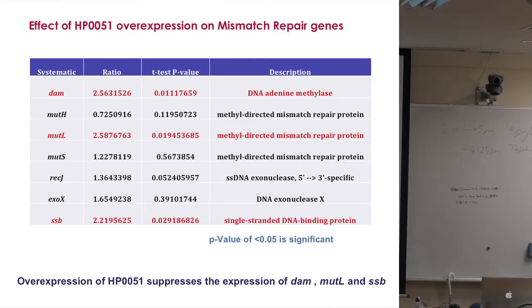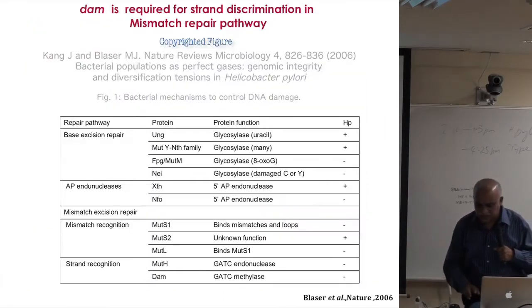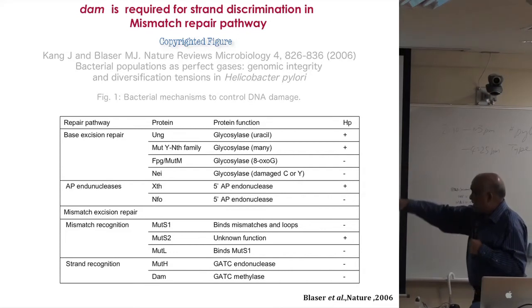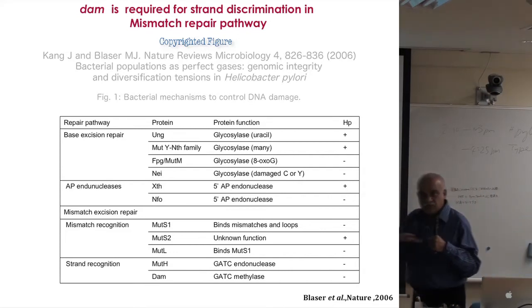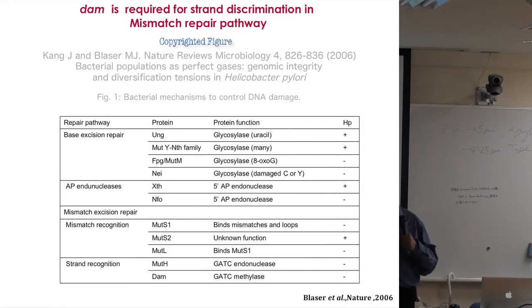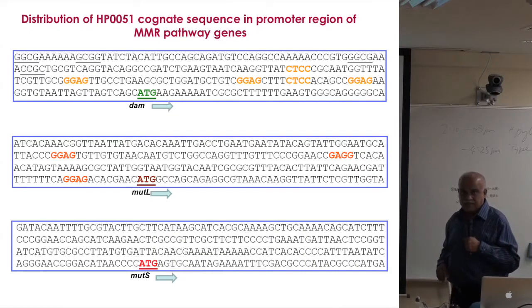So we confirmed some of these results by doing RT-PCR to show that this is actually genuine. And I said the mismatch repair genes are important for mismatch repair. Any defect in mismatch repair, we know in E. coli and many other organisms, gives you a mutator phenotype with increased mutation frequency, very well known in E. coli genetics. And therefore, we said that this was important.